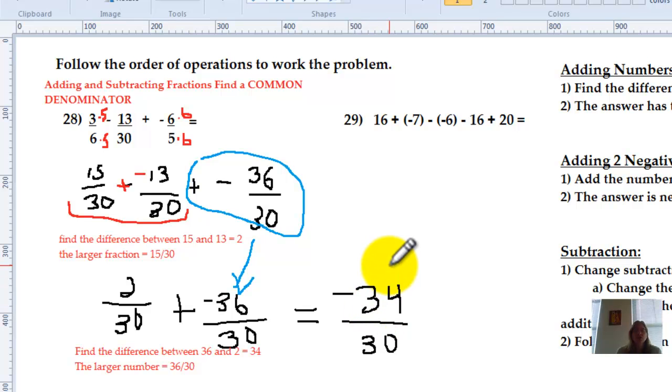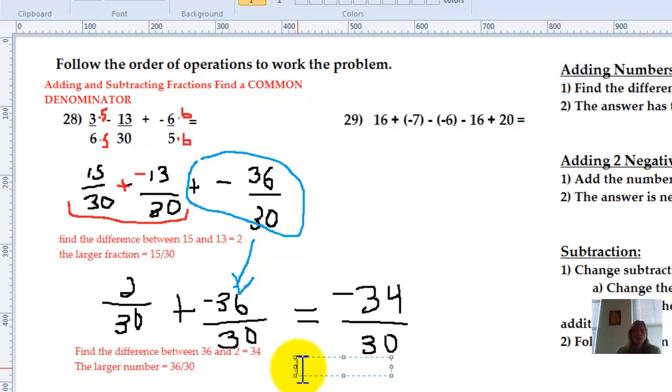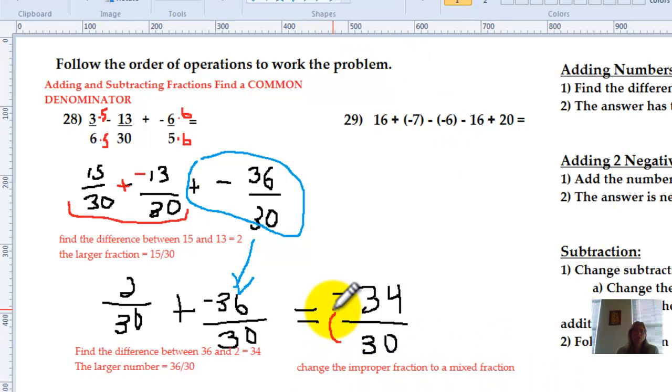Improper fractions can be changed to mixed fractions, and they should be. It usually will ask you to do so. So change the improper fraction to a mixed number or mixed fraction. And how you do that is 30 into 34. Divide the 30 into the 34. If you want, you can also just reduce, and you might be able to understand what the mixed number would be anyway.